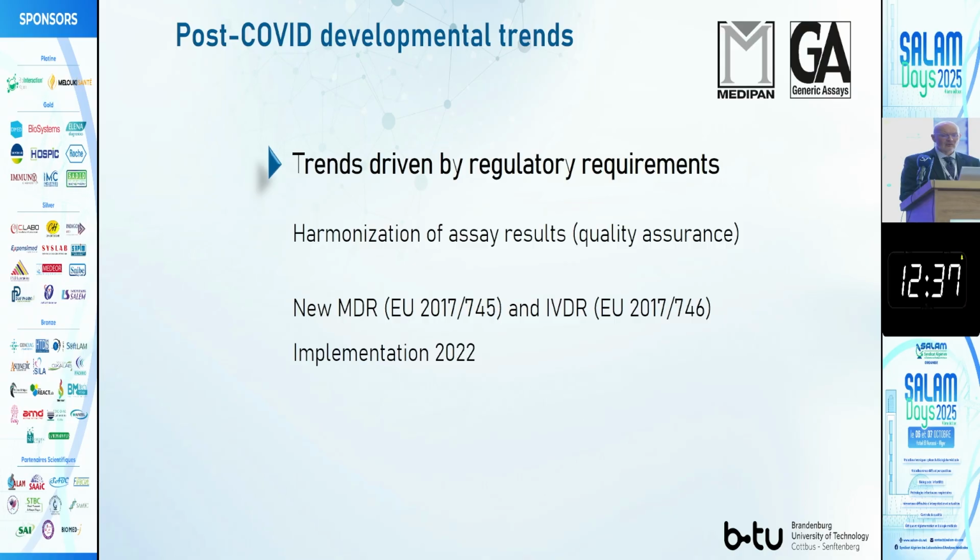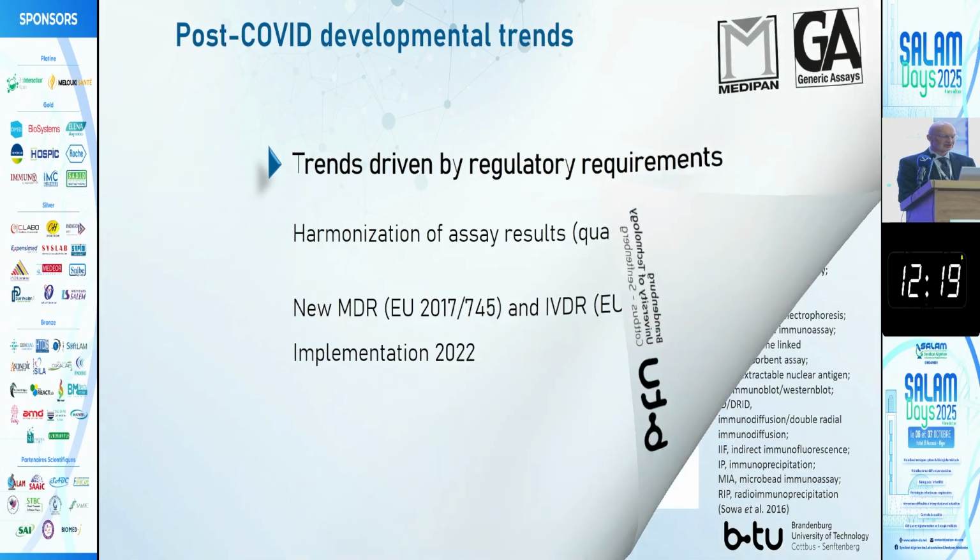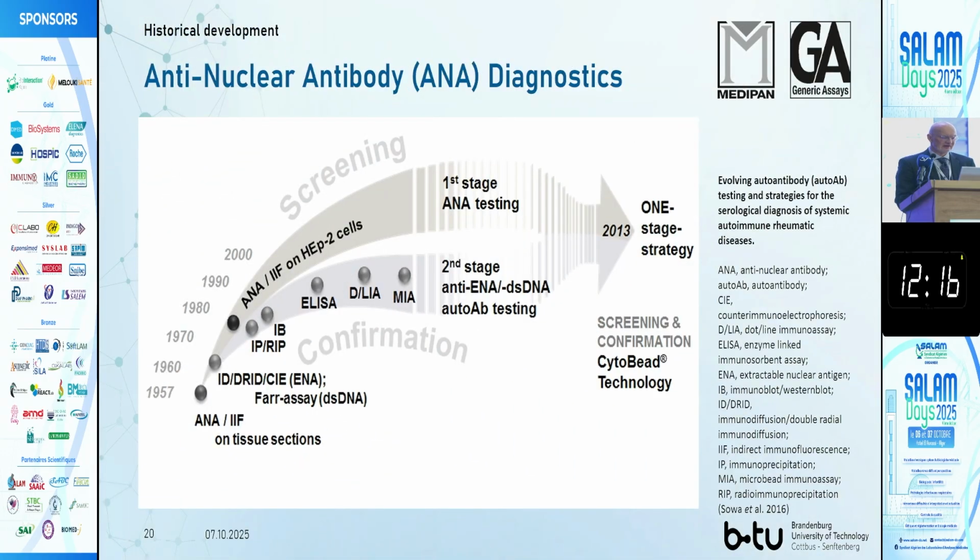But on the other hand, there are also trends that are driven by regulatory requirements. And here in particular, I would like to mention the harmonization that is badly needed in the field of autoantibody testing. Unfortunately, I do not have time today to go into details, but this is one of the major challenges for manufacturers in this field for the future. Let me come back to the two-tier approach that is recommended in accordance with the guidelines for the serological diagnosis of the systemic autoimmune rheumatic diseases, such as systemic lupus erythematosus.